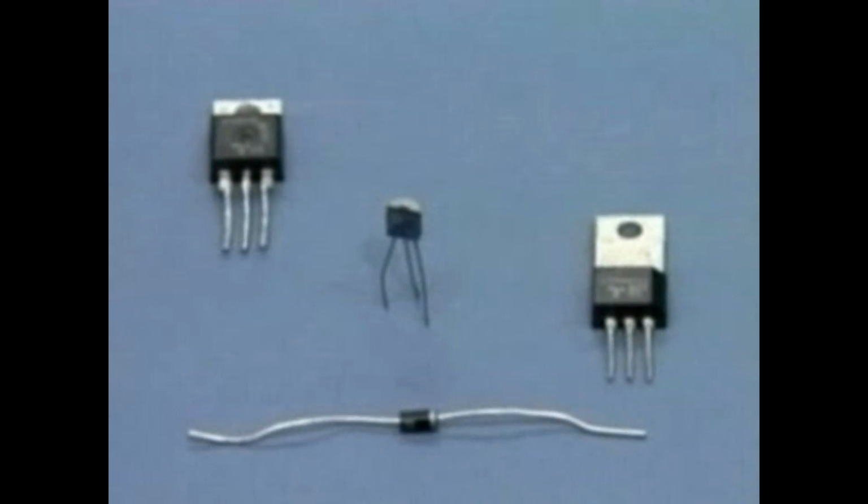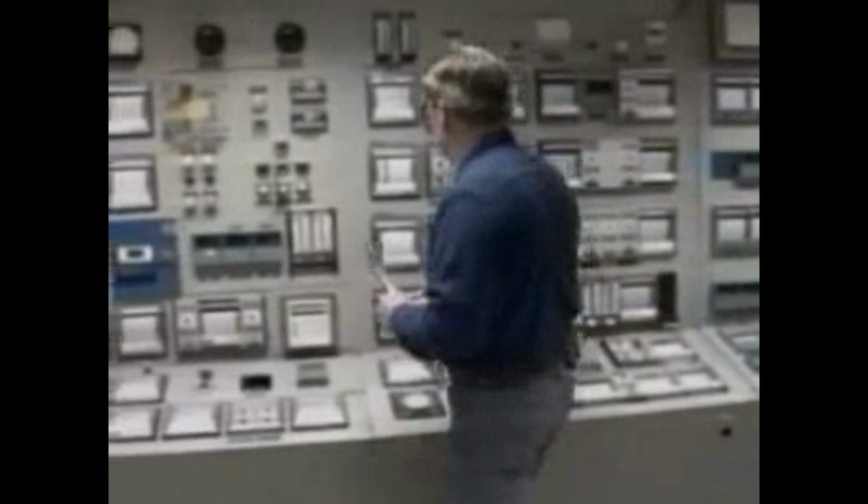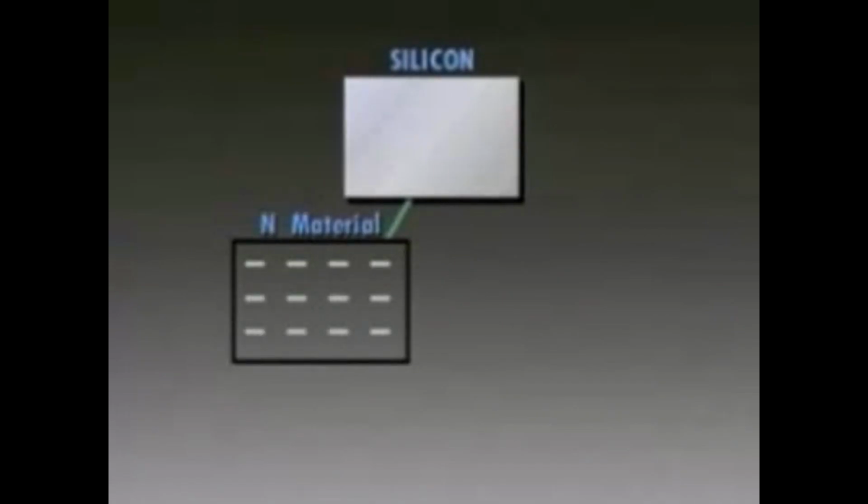To understand how semiconductors work, we need to look at their composition and nature. A semiconductor is created from silicon or germanium. Silicon is used more than germanium because of its ability to withstand heat. Since pure silicon is a perfect insulator, impurities are added to make the silicon act as a conductor.